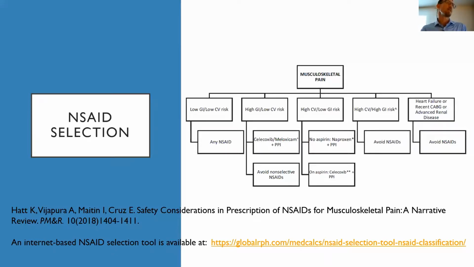Yes, Kristen. Another detail, the recent CABG. I had a patient with a stent maybe 5 years ago who has arthritis and is really hesitant to take any ibuprofen, but that does help.